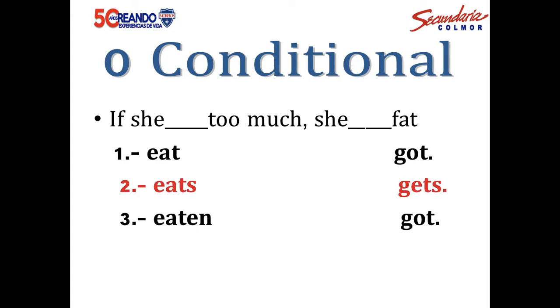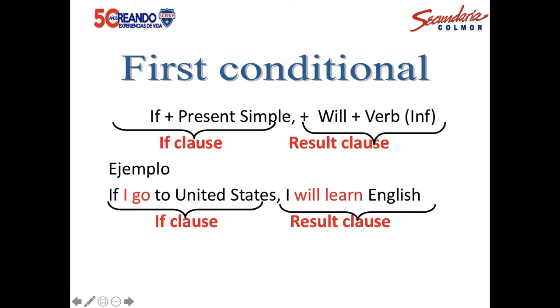Perfect. Yes, in this case, it's number two again. And we have: if she eats too much, she gets fat. Okay? Don't forget that the zero conditional uses the present simple. That's why we are using "eats" and "gets."